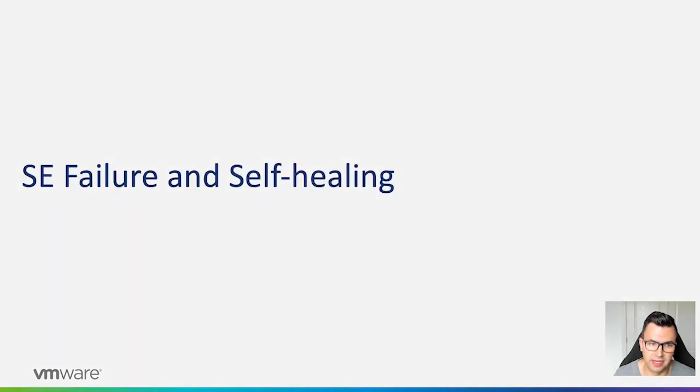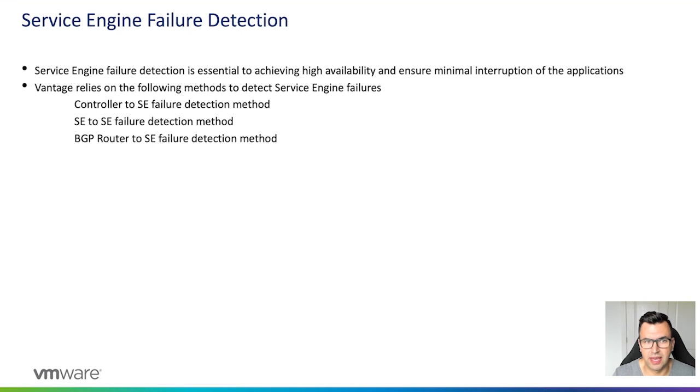Let's talk about SE failure and self-healing. Now, the service engine failure detection is essential to achieving high availability and ensuring minimal disruption. We need to be quick and effective at determining when a service engine has failed. AVI can use three methods in order to detect service engine failure.